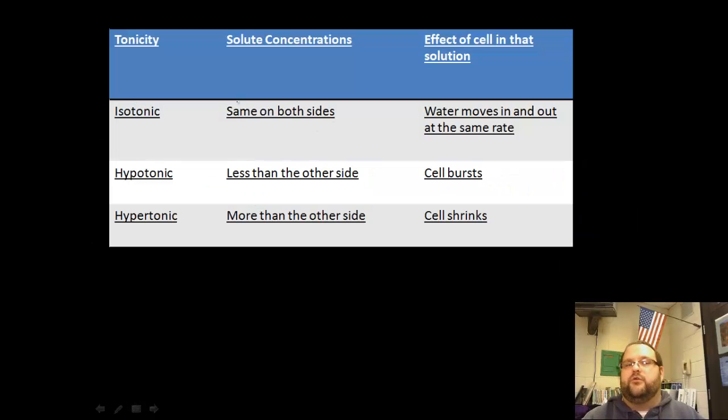So here's a great chart for you on all this stuff. So here's the tonicity over here. We can look at isotonic solutions. Here's what happens in iso. It's the same on both sides. Water moves in and out at the same rate. In a hypotonic solution, it has less particles than the other side. The cell is going to burst because water is going to come rushing into the cell. And in a hypertonic solution that has more, the cell shrinks because the water rushes out of the cell.